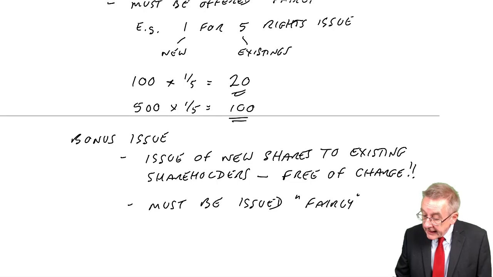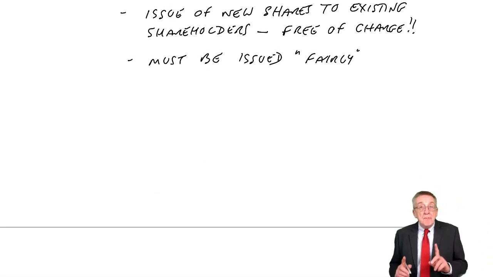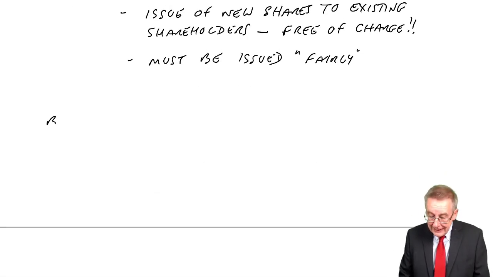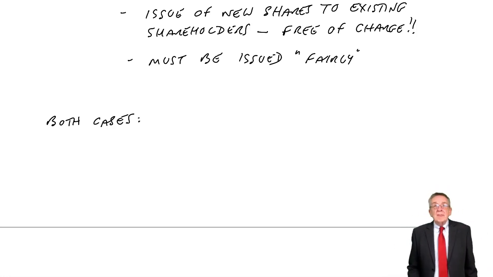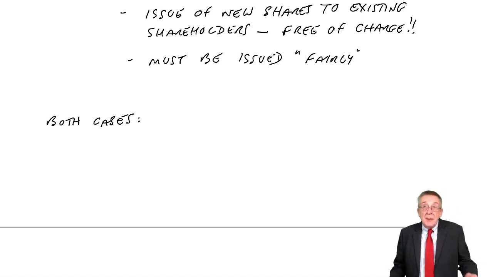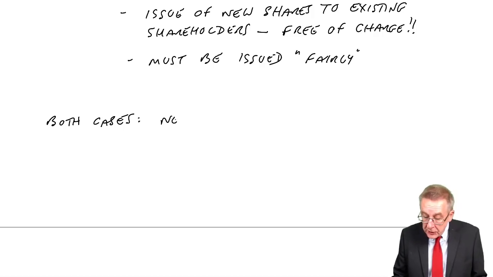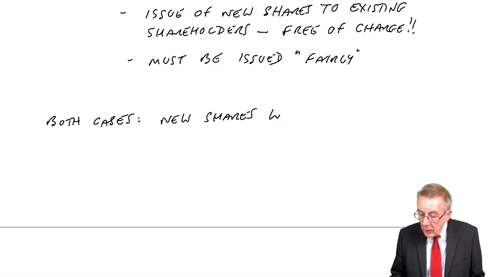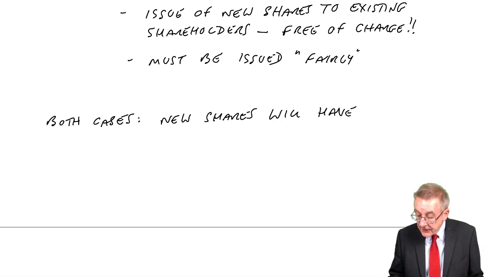Finally, before we look at the example, in both cases there are going to be new shares, obviously. With a rights issue, they're having to pay for them. With a bonus issue, they're given free. But the new shares will have the same nominal value as the existing shares.